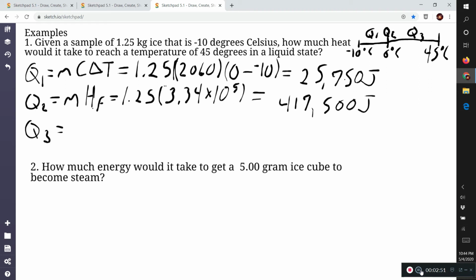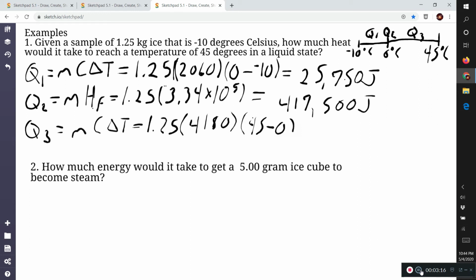All right, so back to this formula, because now we're all liquid. Got to remember, liquid water has a different specific heat than ice does. It's 4,180 joules per kilogram Kelvin. And we're going from 0 to 45, so it's going to be 45 minus 0. And we will get 235,125 joules. Now, the total for this system is going to be the sum of all of those.